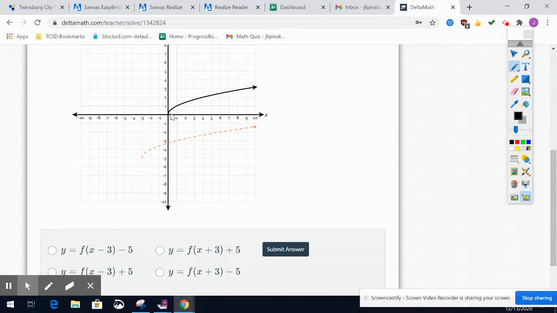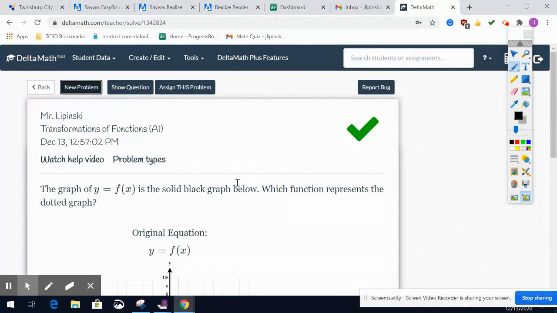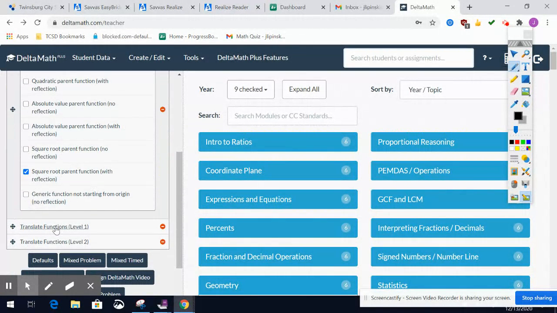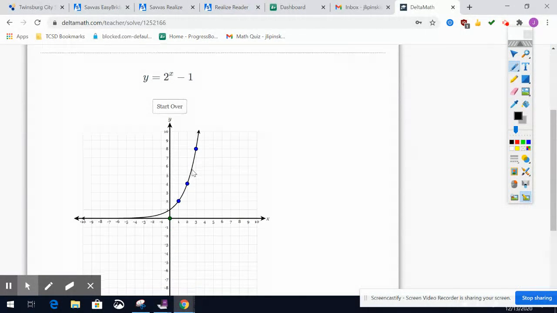Well, what does it do? It goes to the left 3. So inside going to the left would be a plus. So it's going to be either these two, and then it goes down 5. So it would be this problem right here. Okay, so again, just looking at H and K for some of those. And then the last couple that we're going to do, you're actually going to have to translate them. You're going to move them.